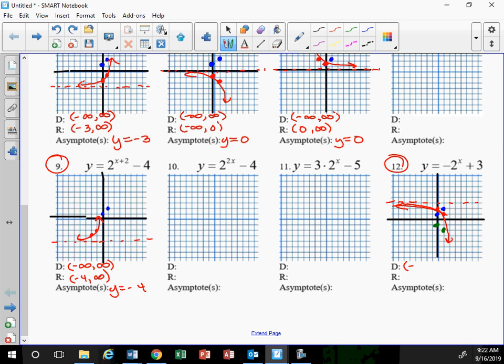All right, so domain, again, -infinity to infinity. Range this time, -infinity to 3. Asymptote at y equals 3. Okay. All right.